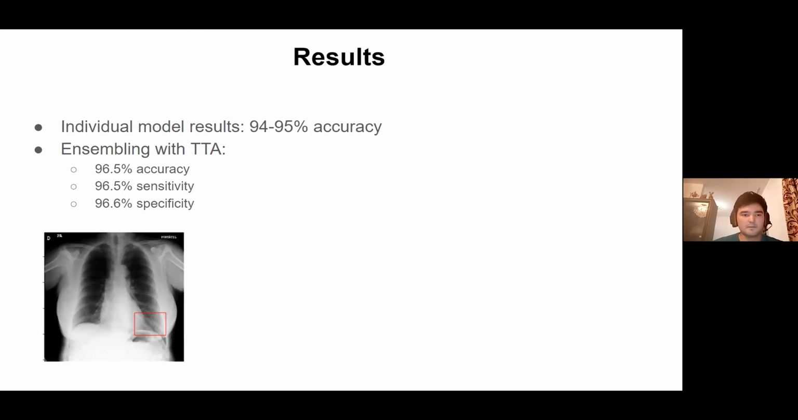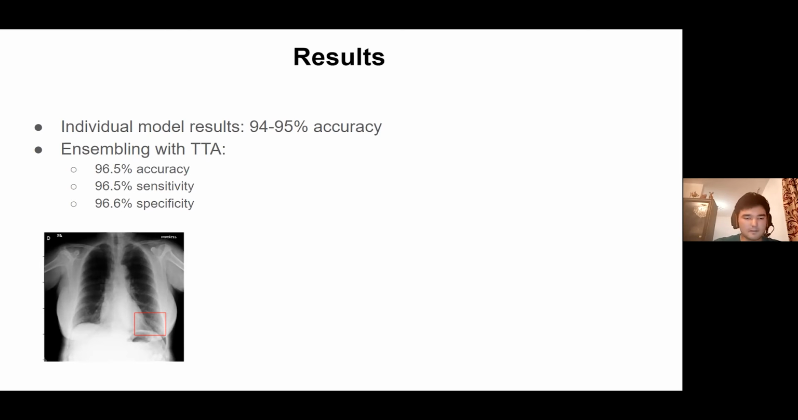Okay, so the individual models were giving about 94 to 95% accuracy. I didn't track every single model, but some of them were giving accuracy in that range. And the final result was 96.5% accuracy.